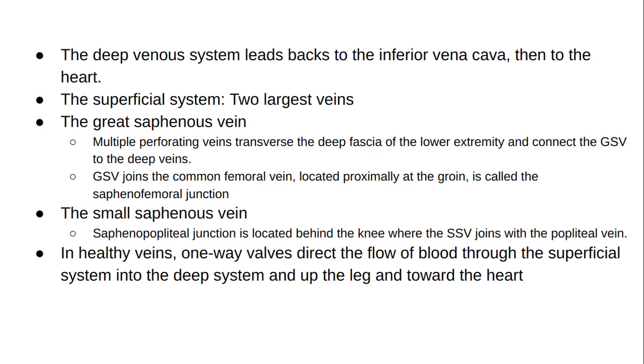The great saphenous vein joins the common femoral vein, located proximally at the groin, which is called the saphenofemoral junction. The saphenopopliteal junction is located behind the knee, where the small saphenous vein joins with the popliteal vein. In healthy veins, one-way valves direct the flow of blood through the superficial system into the deep system, up the leg and toward the heart. Disruption in the unidirectional flow of blood toward the heart results in ambulatory venous hypertension.